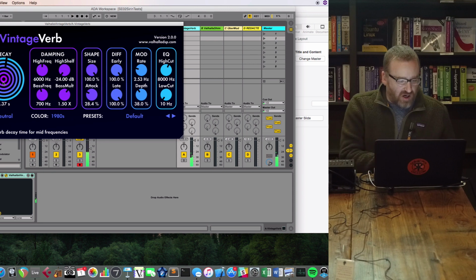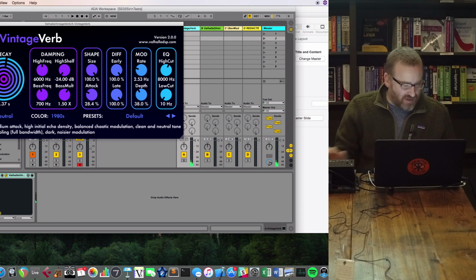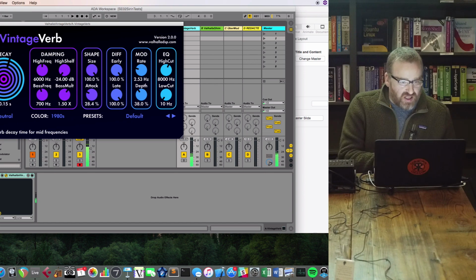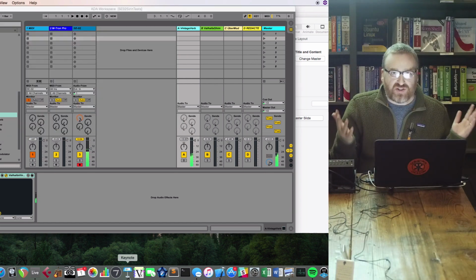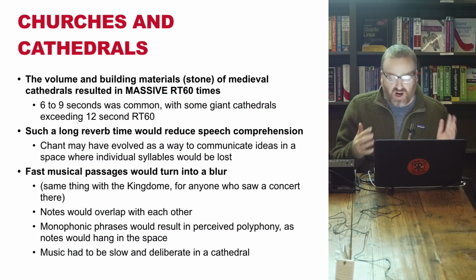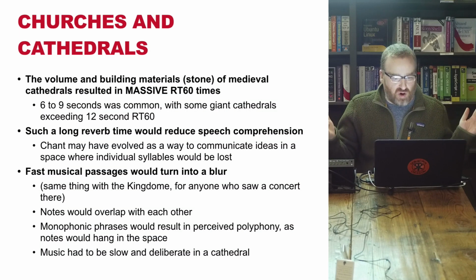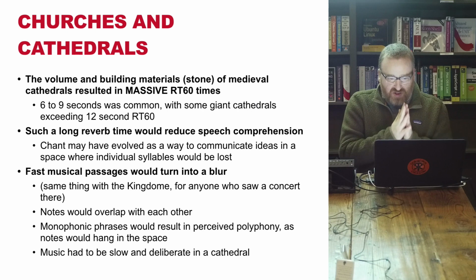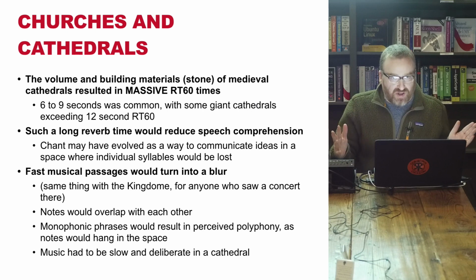That lasts a long time. And some of the huge cathedrals get longer than that. If you think about it, priests couldn't really talk in a space like that, because it's a giant space, it's hard to be heard, and everything smears together. All the speech just turns into this big wash.